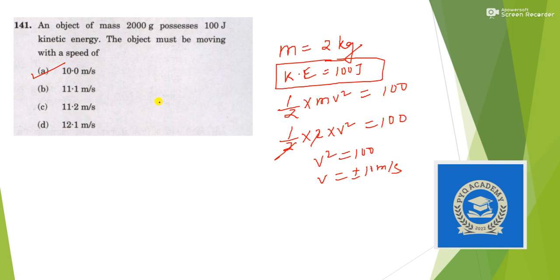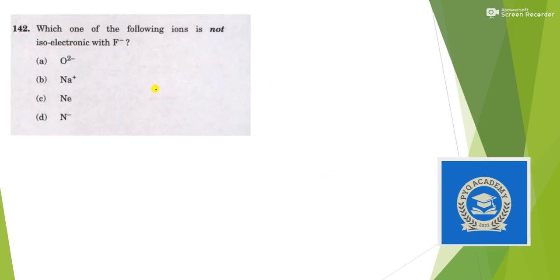Okay. Next question is, which of the following ions is not isoelectronic with F minus? Okay, the term here, you need to know the term isoelectronic, which means having same electronic configuration.